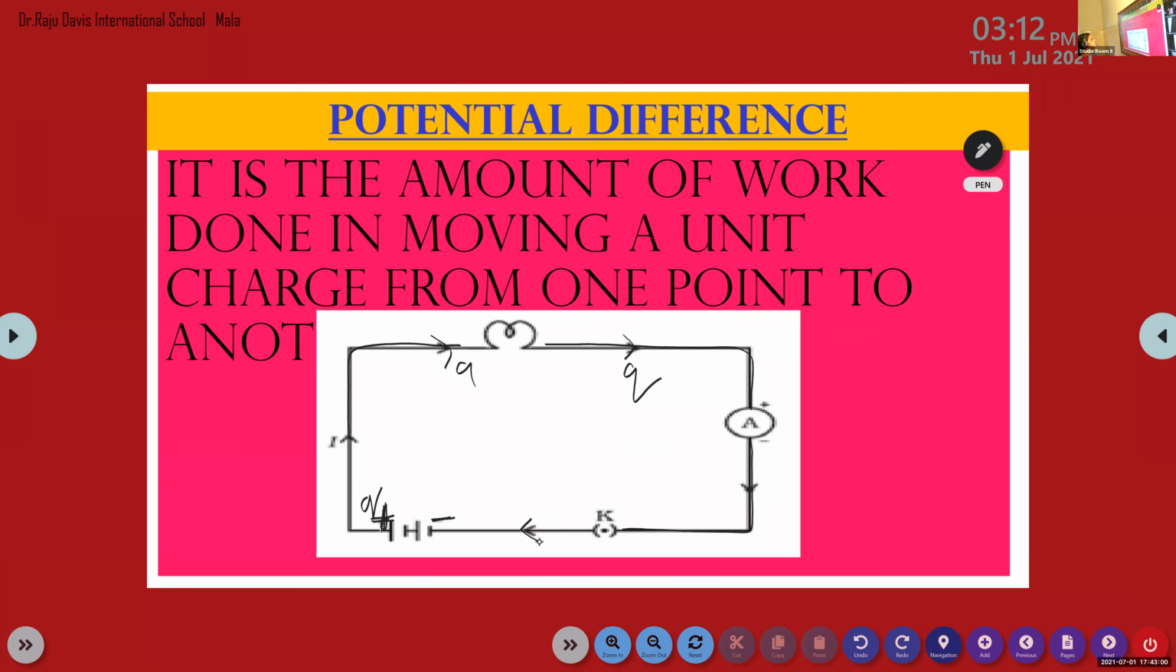So now you can write the definition. What do you mean by potential difference? It is the amount of work done in moving a unit charge from one point to another point.